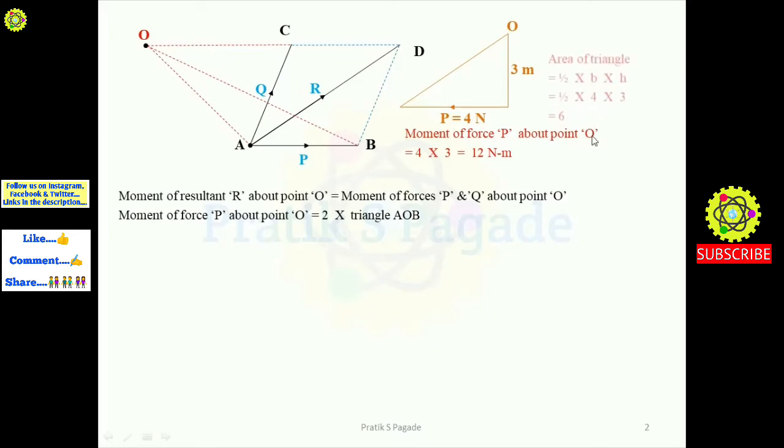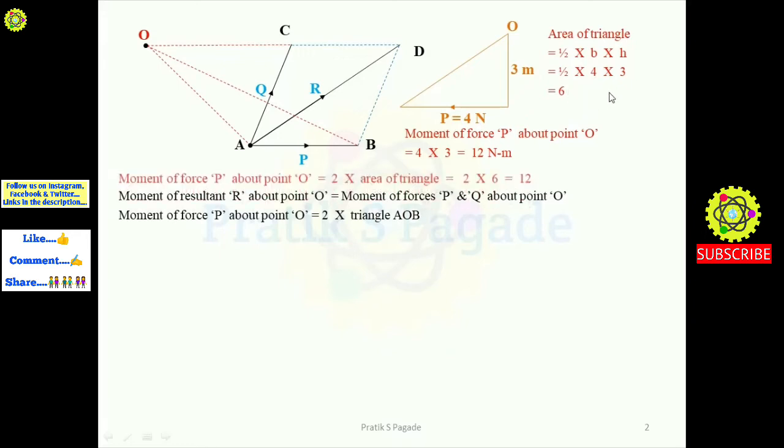Now further, the area of a triangle, we know the formula, is half into base into height. This forms the triangle, as you can see here. So half into base, whose value is 4, and height h, whose value is 3. From this we will get 6. 6 will be the area of the triangle, 6 units. Now further, from this we will get the moment of force about point P.